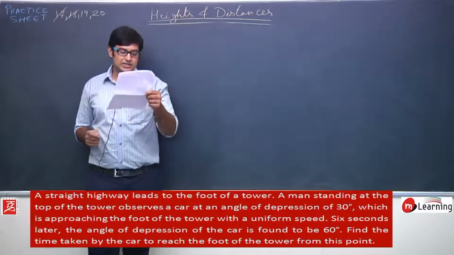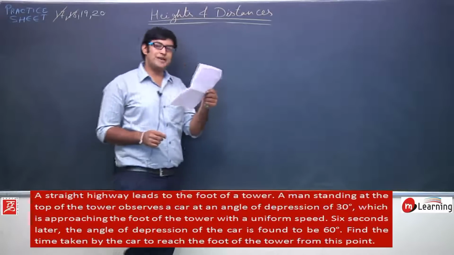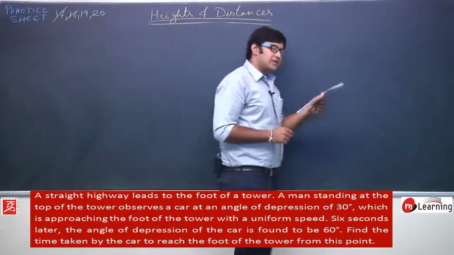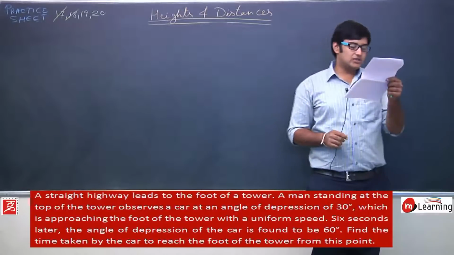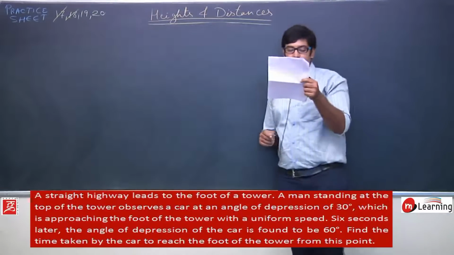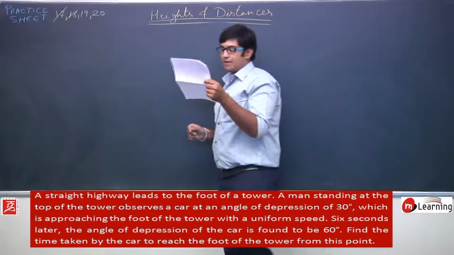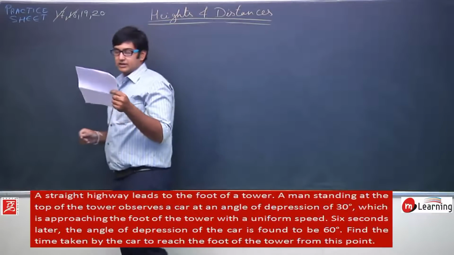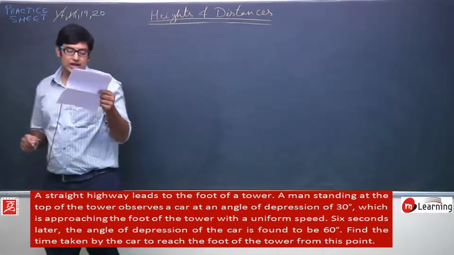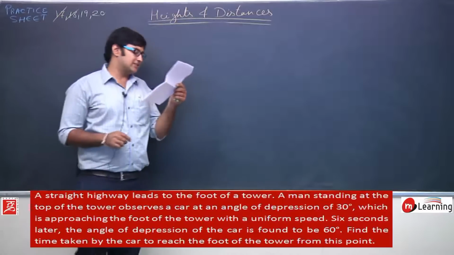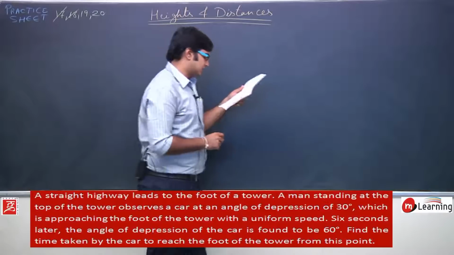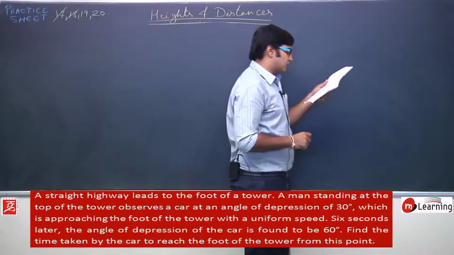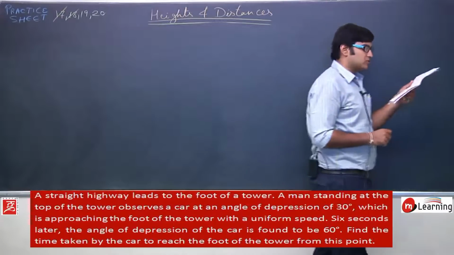Okay, let us now discuss question number 19 from the practice sheet. Question number 19 says, a straight highway leads to the foot of a tower. A man standing at the top of the tower observes a car at an angle of depression 30 degrees, which is approaching the foot of the tower with a uniform speed.